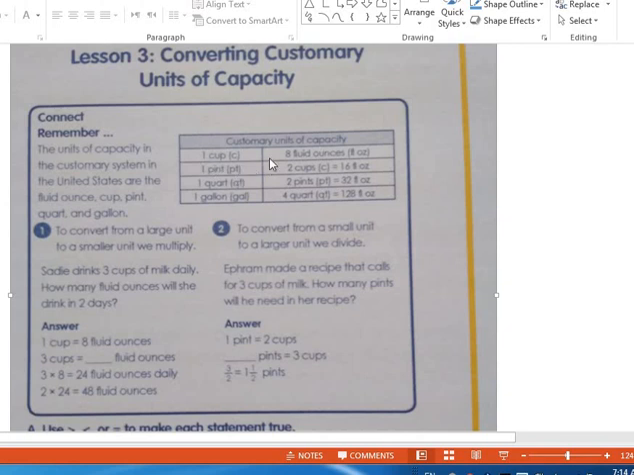1 cup equals 8 fluid ounces. 1 pint, 2 cups, equals 16 ounces. 1 quart equals 2 pints equals 32 ounces. 1 gallon equals 4 quarts equals 128 ounces. This is important to study well. By this we have covered the lesson.